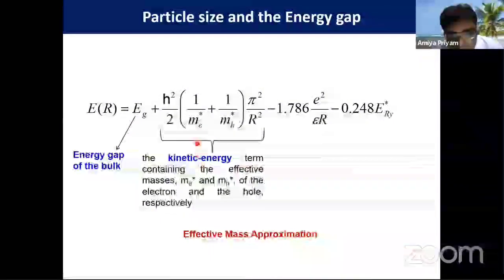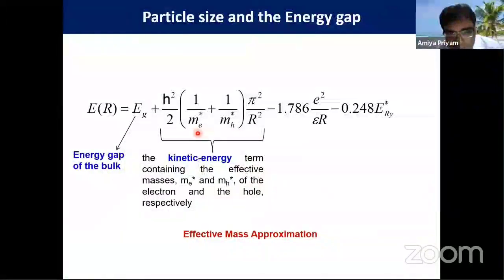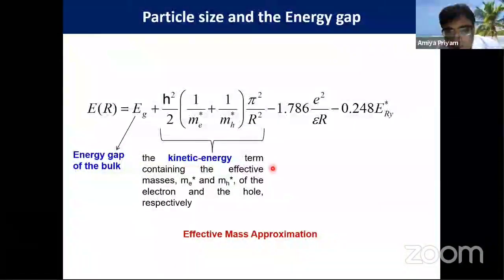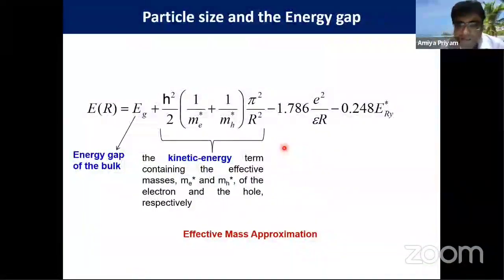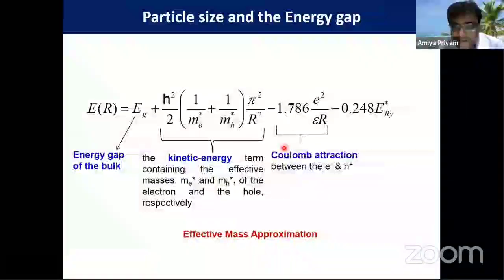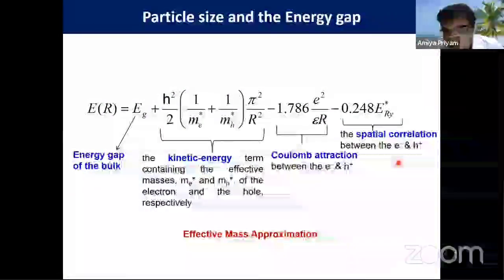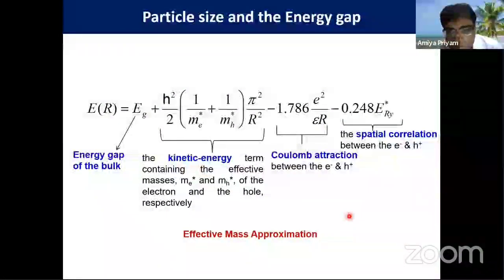which relates it to the effective mass of the system, the effective mass of hole and the effective mass of electrons. The next term is the Coulombic interactions. So you can see, just like a typical electrostatic interaction, that is shown here. And the last term is the spatial correlation between the electron and hole wave functions.